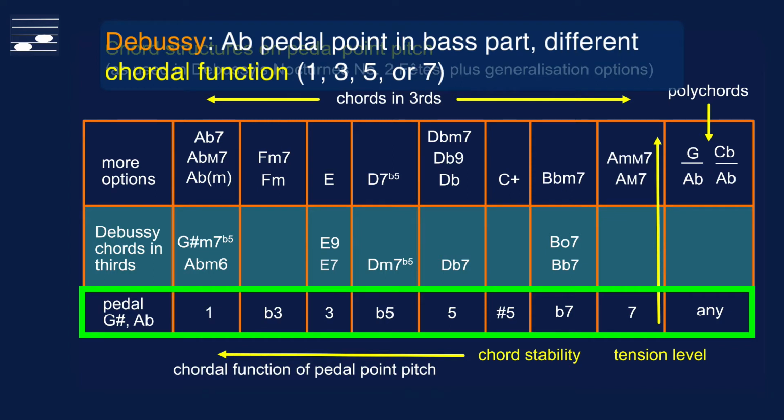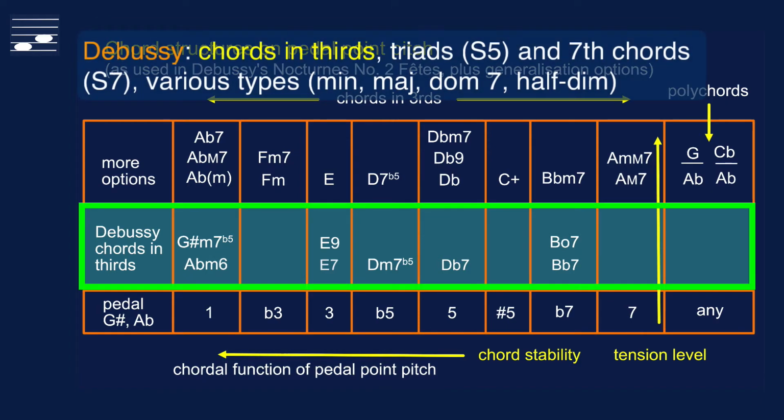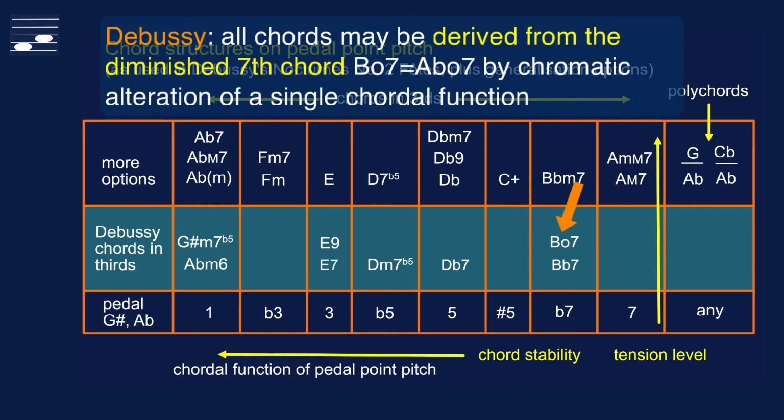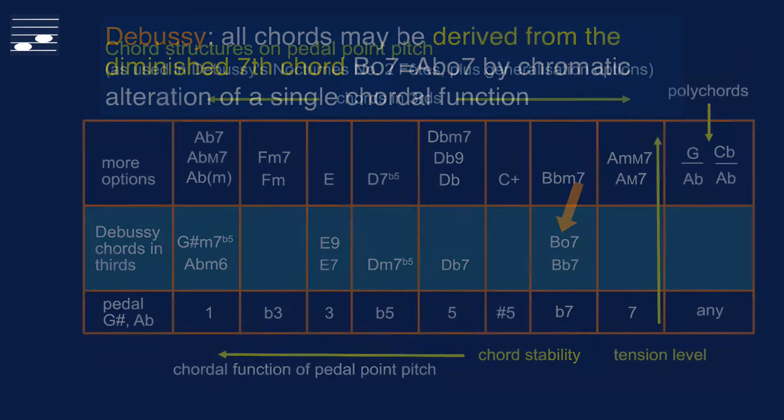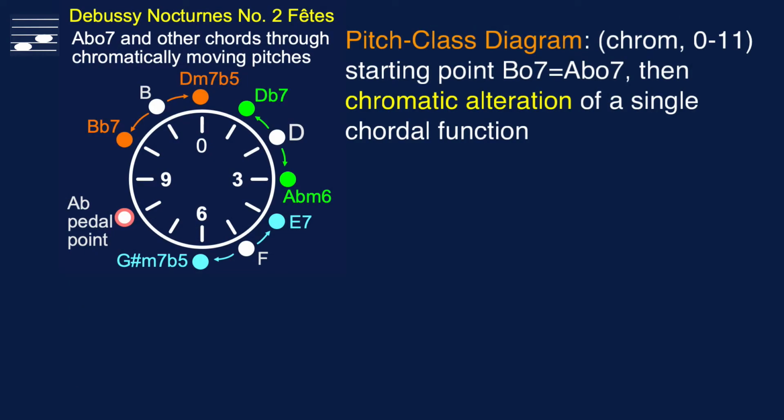The pitch A-flat is either the root, 3, 5 or 7 of the 8 chords shown in the center. These are triads and 7 chords in thirds, and we find minor, major, dominant 7th and diminished or half-diminished chord types. And here's an interesting observation. All these chords may be derived from the diminished 7th chord on root A-flat by semitone stepwise motion of a single chordal function, which is illustrated in this pitch class diagram with the 12 chromatic scale pitch classes depicted as numbers on the clock face.